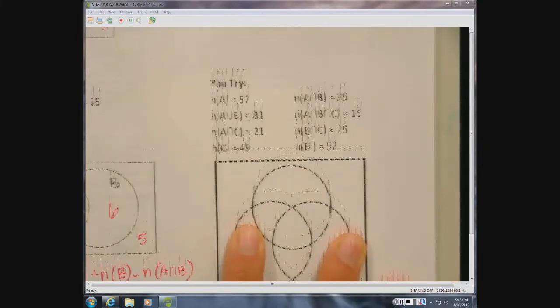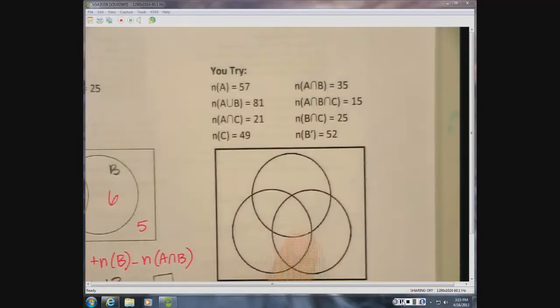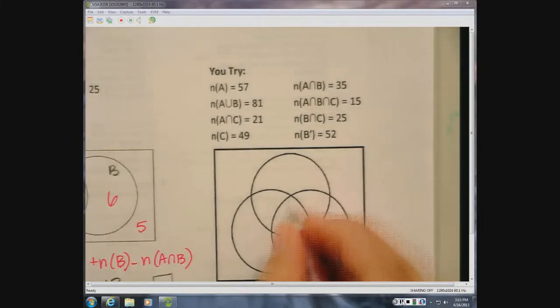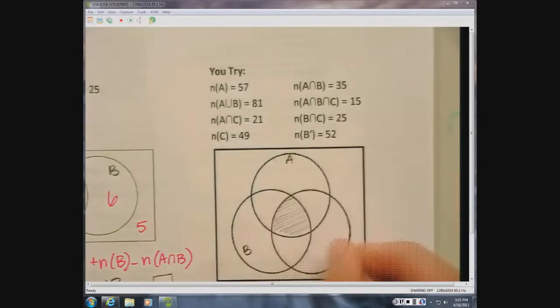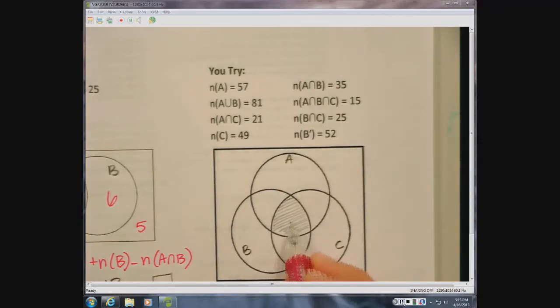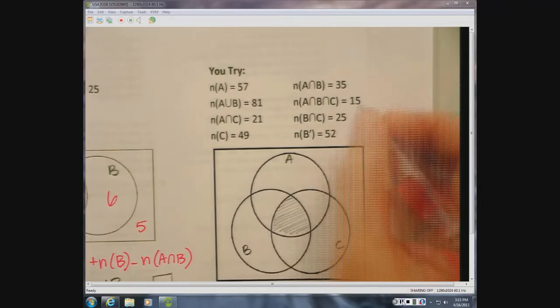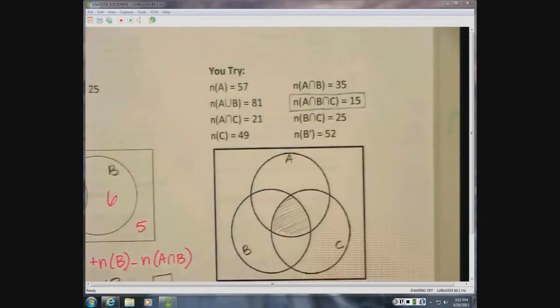I'm going to have you guys play with this one, and I'll give you a hint. You want to start off with the most restrictive case, the smallest piece of the puzzle here. Well, the smallest piece of the puzzle is going to be this area. And let's say that this is A, B, C. This piece here is the intersection of A, B, and C. And there are 15 elements in that intersection. That is a fantastic way to start this problem.